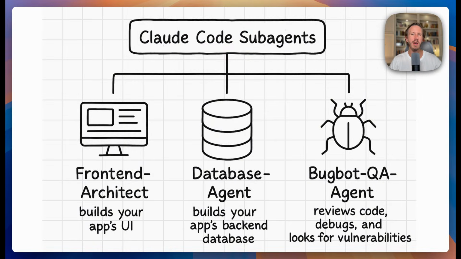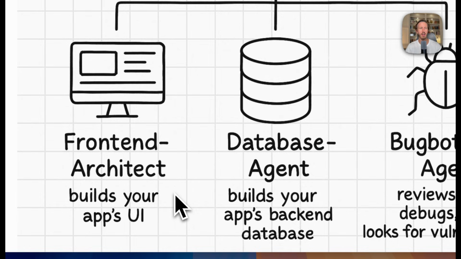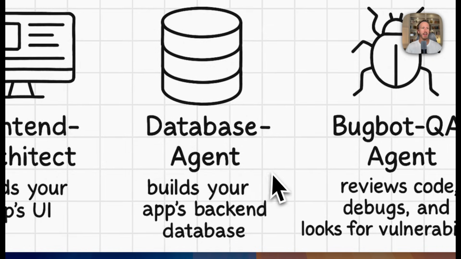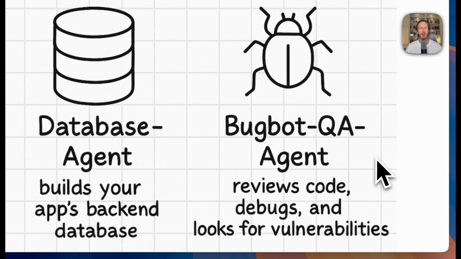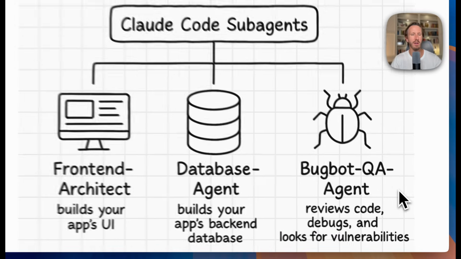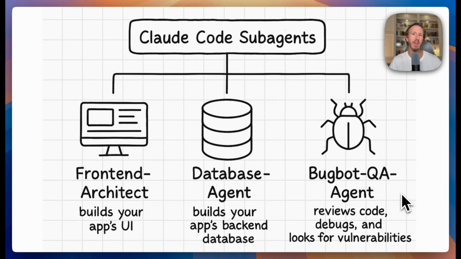So these are the three subagents that we're going to be building today. If you look here, we've got a front-end architect agent. Self-explanatory, this builds your app's user interface. We've got a database agent that builds your app's backend database. And we have a Bugbot QA agent. And this basically does quality reviews, debugs, and looks for vulnerabilities in your code. So let's see how to set up each of these one by one.